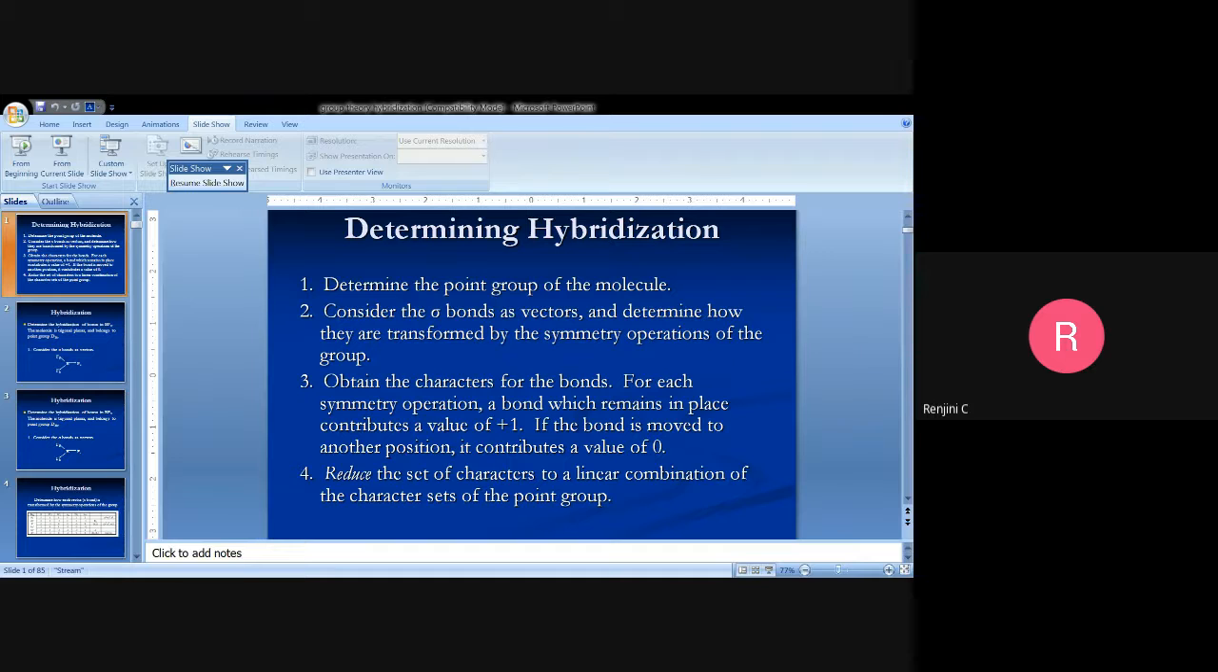That is the next step. We have to copy the character table for the D3h from the literature. And it will be like this. D3h, the symmetry elements are E, 2C3, 3C2, sigma h, 2S3, and 3 sigma v. And we have the irreducible representations A1 dash, A2 dash, E dash, A1 double dash, A2 double dash, and E double dash.